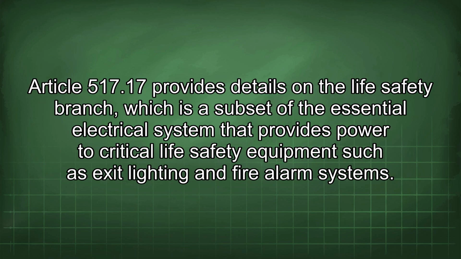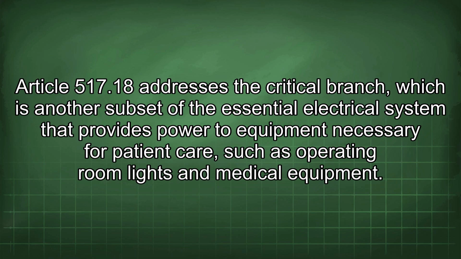Article 517.17 provides details on the life safety branch, which is a subset of the essential electrical system that provides power to critical life safety equipment such as exit lighting and fire alarm systems. Article 517.18 addresses the critical branch, which is another subset of the essential electrical system that provides power to equipment necessary for patient care, such as operating room lights and medical equipment.